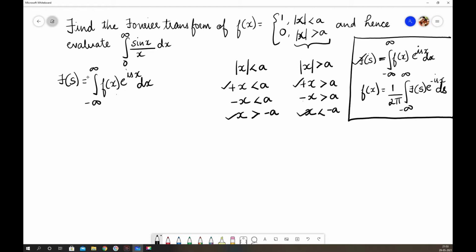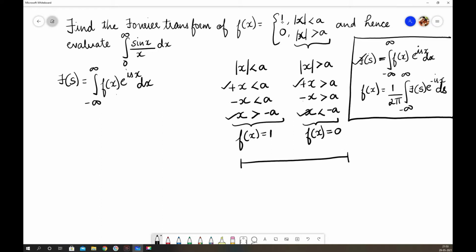For modulus of x less than a, what is my function? The function f of x is 1. And for the second part, where modulus of x is greater than a, my function f of x is equal to 0. Now I will draw a diagram for this to make it even easier.